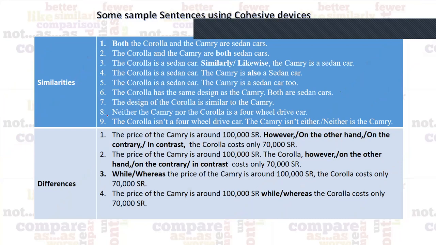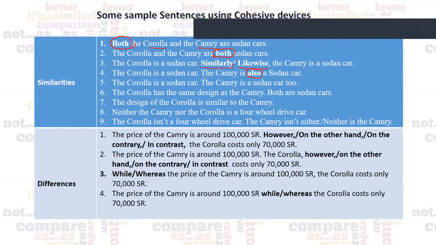Here is a list of similarities. I have given something that you're very familiar with, the Camry and the Corolla. So see, both the Corolla and the Camry are sedan cars. You want to use both again, you use it here. How? Like the Corolla and the Camry are both sedan cars. Number three, likewise, similarly. And here, when you use likewise or similarly, you need a comma after the connector.